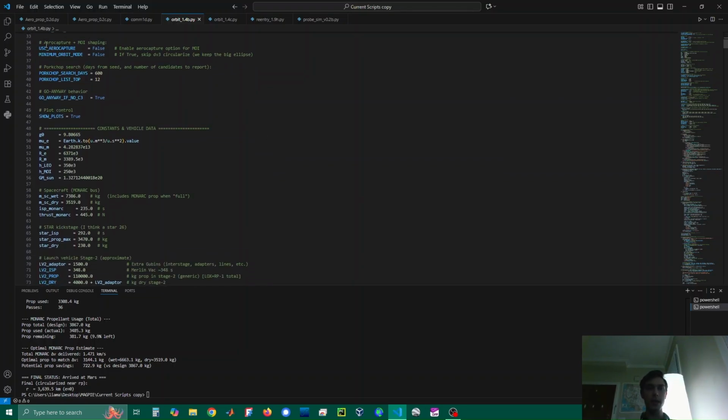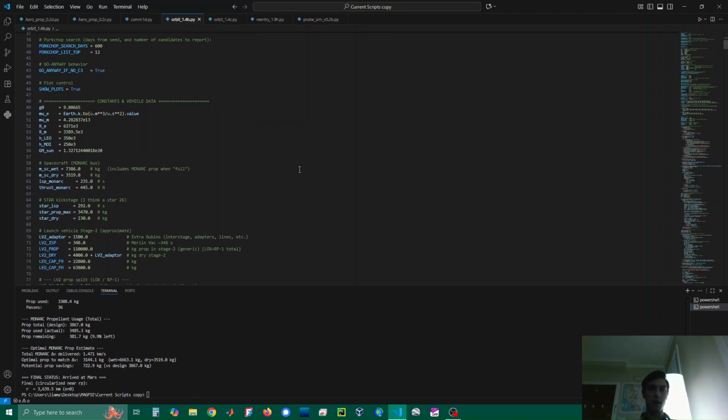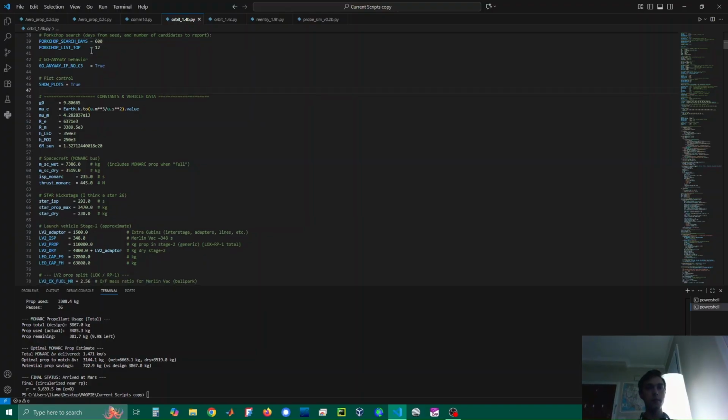But we don't actually use it, but we can easily do it. I have a very basic aerocapture system. It's not amazing, I will not lie. And of course, as mentioned, I have a pork chop search. That's basically to determine the minimum delta V, so which launch day is the best, and things like that. I have it searching for 600 days. Really doesn't need to do that. I can probably set it to 10 based on what I actually know. And then we have a printout of the top 12.